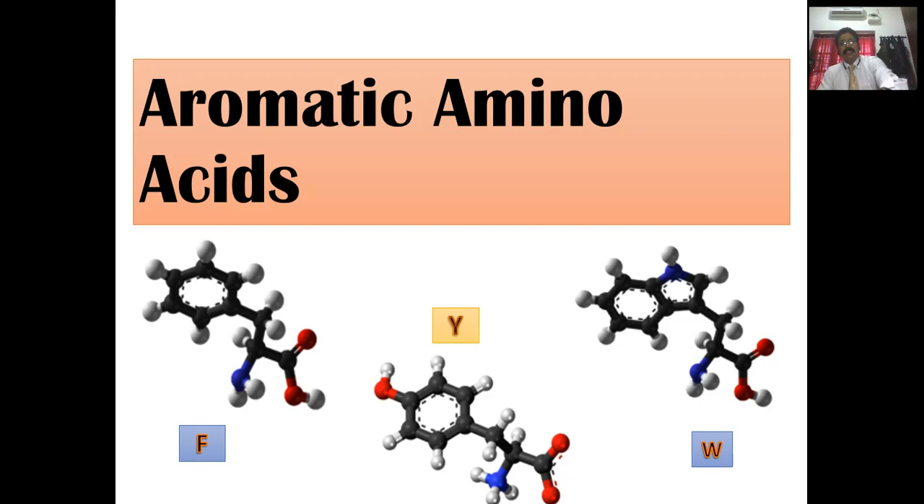And you can see here in the Y shape there is one red color in the 4th position, and below the benzene ring also has one red color, which is OH, and you can see at the top the same structure which is shown in the F.